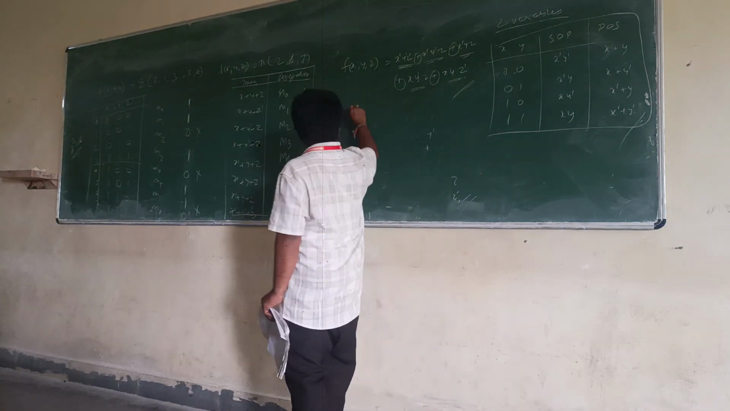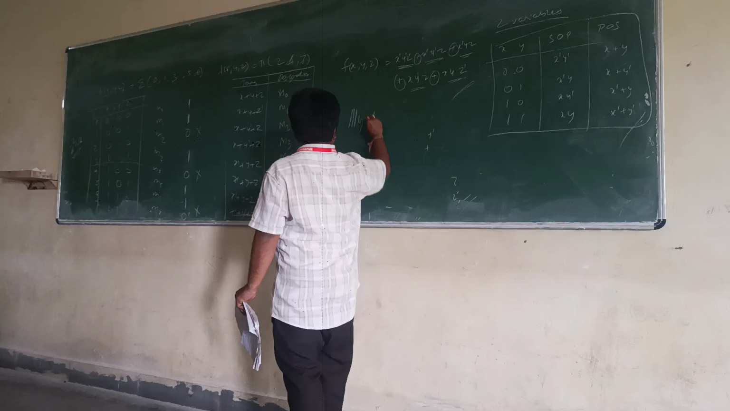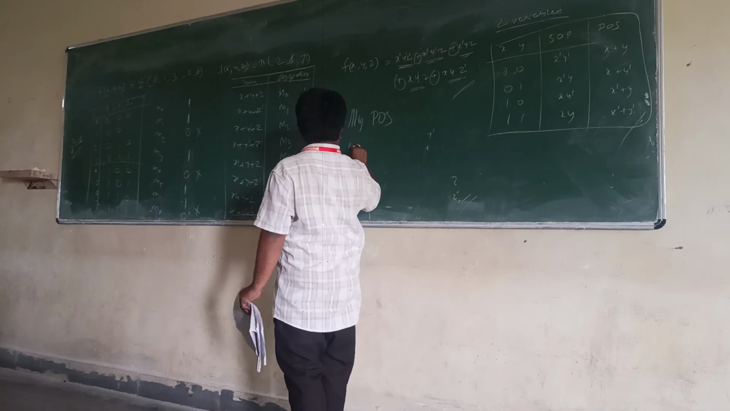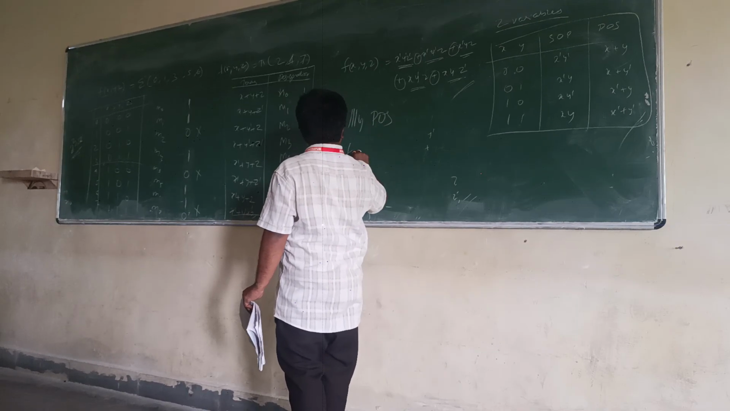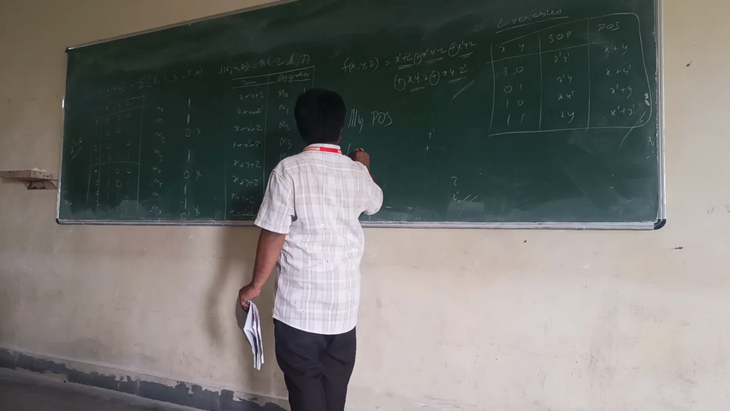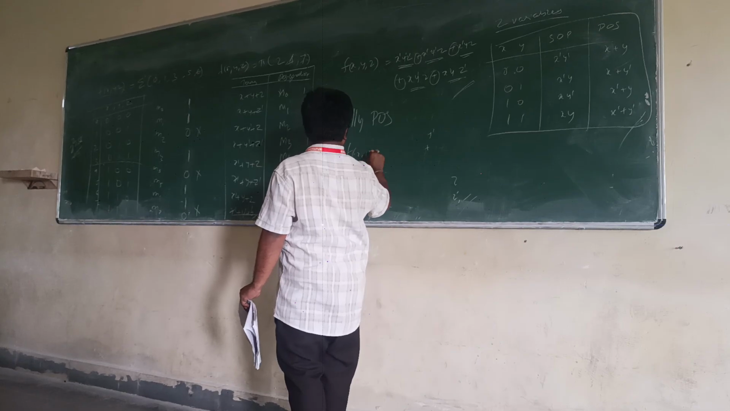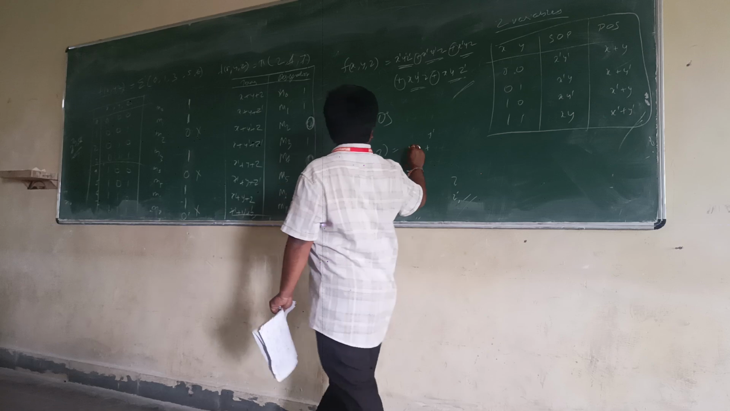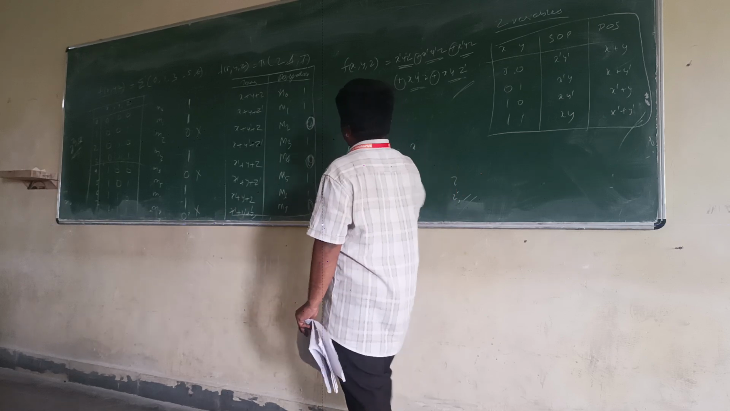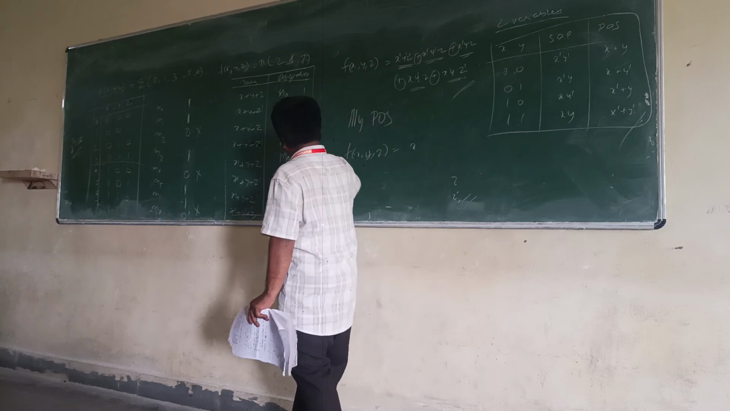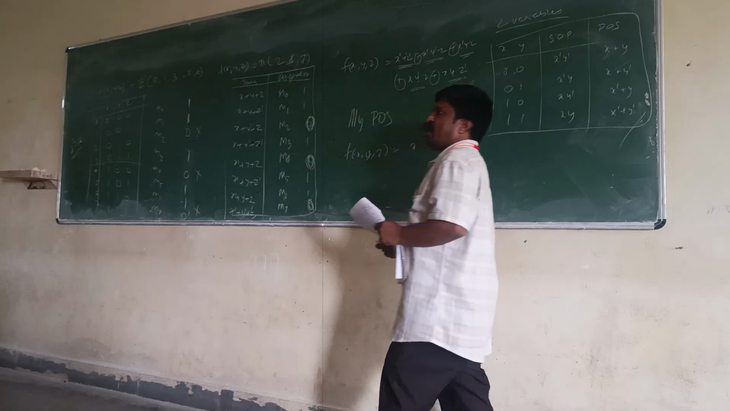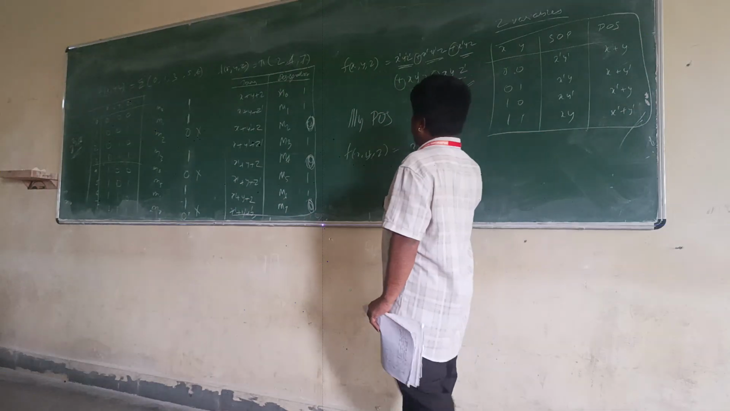You can also write it in the POS form. POS form of number 3, f of x. Wherever you find the zeros, that is to be considered as a term of the given boolean function.